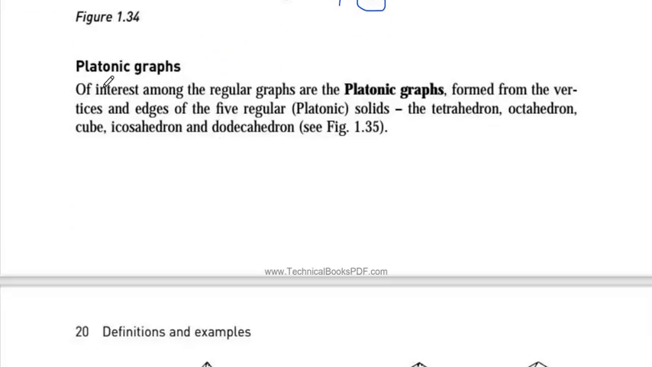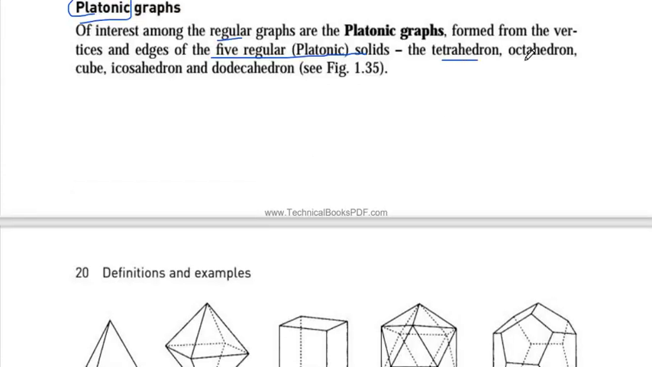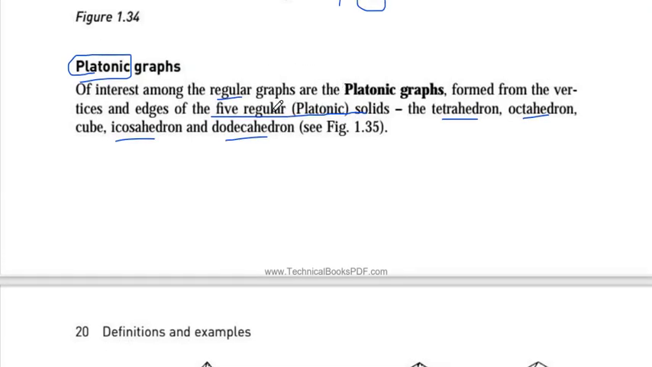Next, Platonic. Okay, what is Platonic? Platonic is a regular graph formed from the vertices and edges of the 5 regular Platonic solids. We already know the solids: tetrahedron, octahedron, cube, icosahedron and dodecahedron. So these are the 5 regular Platonic solids. They have different names, but you have to remember the 5 regular Platonic solids.